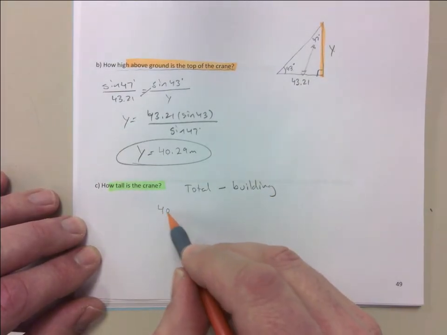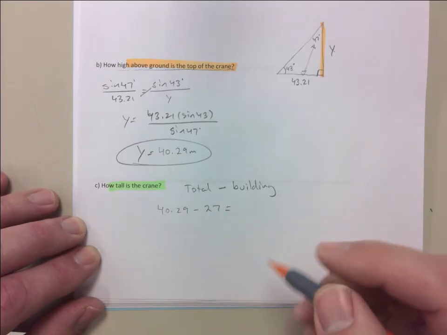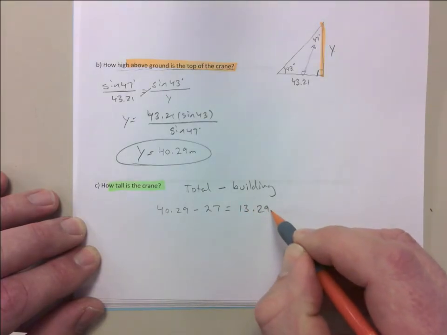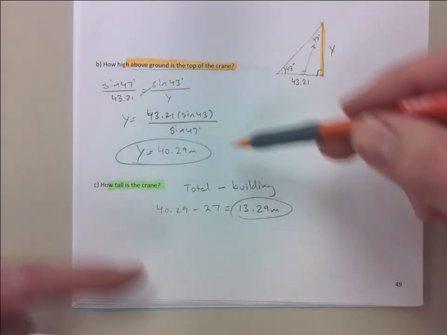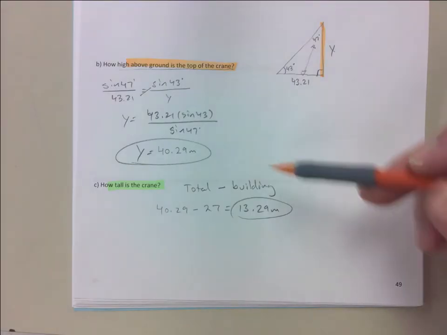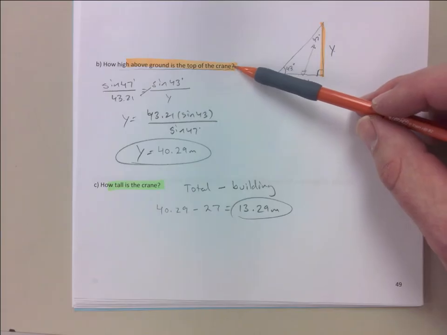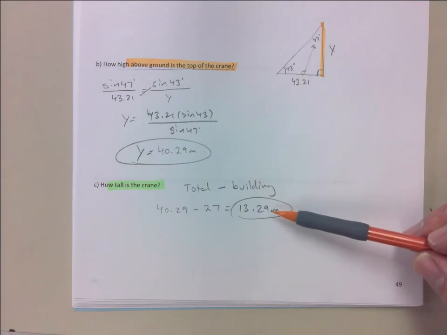So the total height is 40.29. The building itself is 27. If I subtract those two, I get 13.29. And there you have it. So my key has the order of these questions flipped. And the reason I flipped it is because I realized that most students should probably do this first, then solve this.